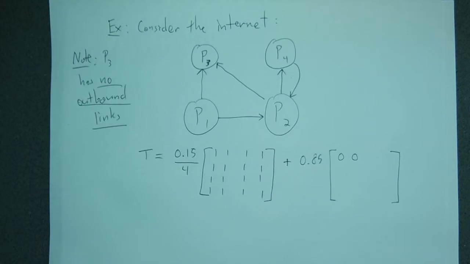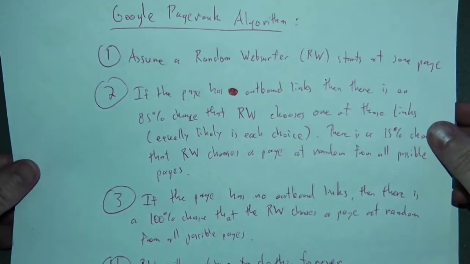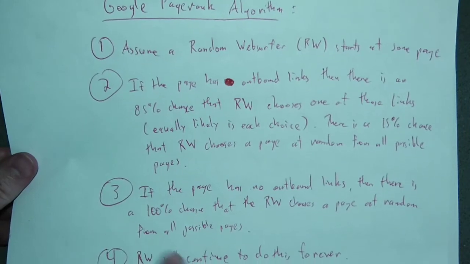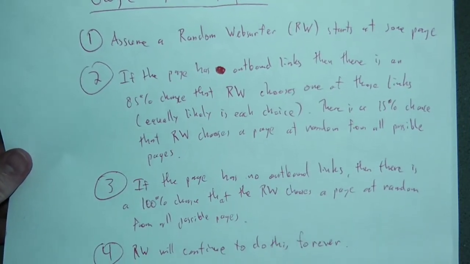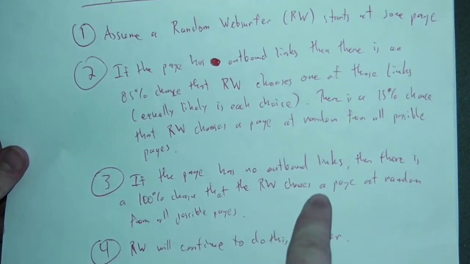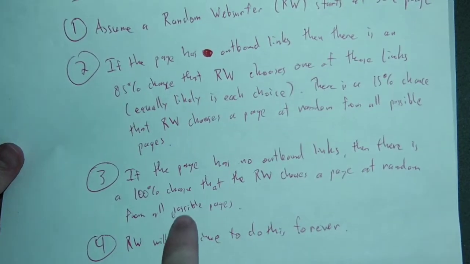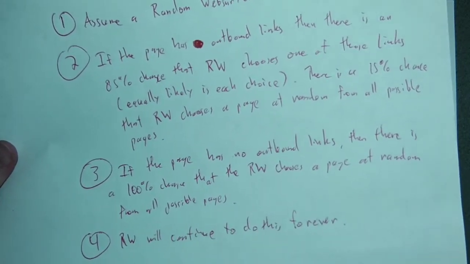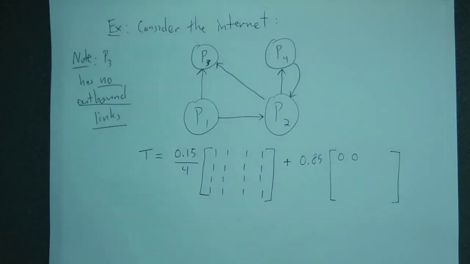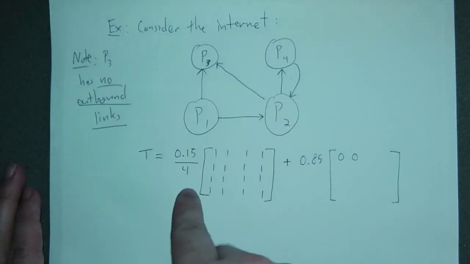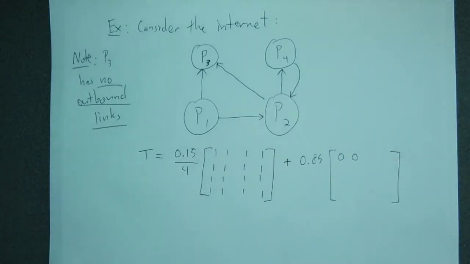So remember, in the description of the PageRank algorithm, we had a specific entry that dealt with the case where you had no outbound links. So if a page had no outbound links, there's a 100% chance that the random web surfer chooses a page at random from all possible pages. So what that means is, when I'm splitting, 15% of the time that's true regardless of what page I'm on, whether I have outbound links or not.